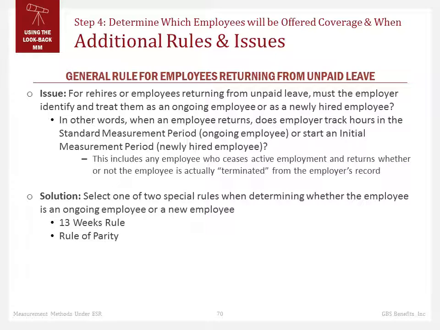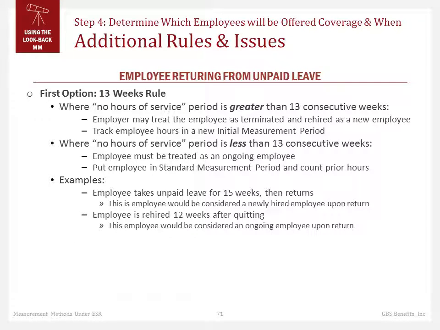So the IRS came up with a solution. The regulators did, and they've created two special rules when determining whether the employee is an ongoing employee or a new employee when they come back. We've got the 13 weeks rule or the rule of parity. Now, this applies to everybody except for those who are in educational institutions. If you are an educational institution or organization, you are going to replace 13 with 26. So it's the 26 weeks rule, or under the rule of parity, you would replace the 13 with 26 as well. We'll talk about that here.